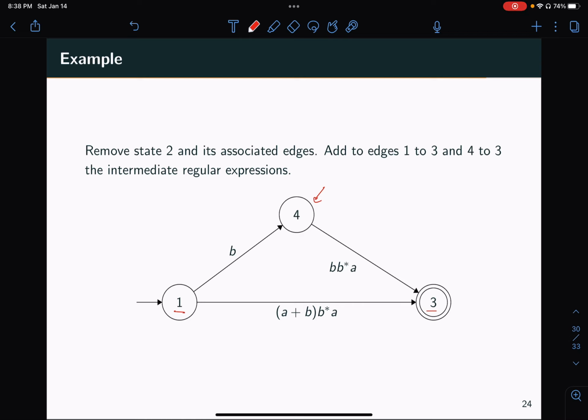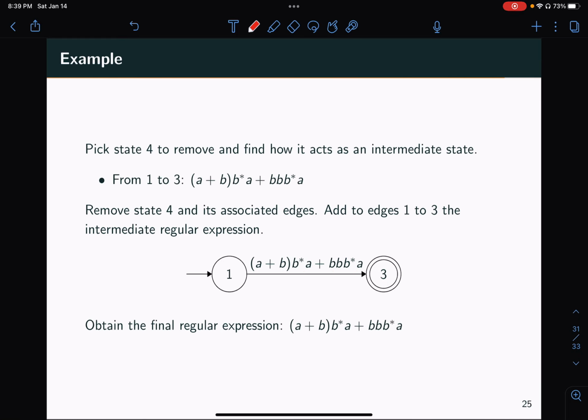So I can go from 1 to 3 either directly with this transition, or via 4 by reading a B and then by reading B, B star A, right? So what I can do is cut this state, cut this transition, and say that I can go from 1 to 3 either by reading this or by reading B and then B, B star A, okay? So then I get this as the final GTG.